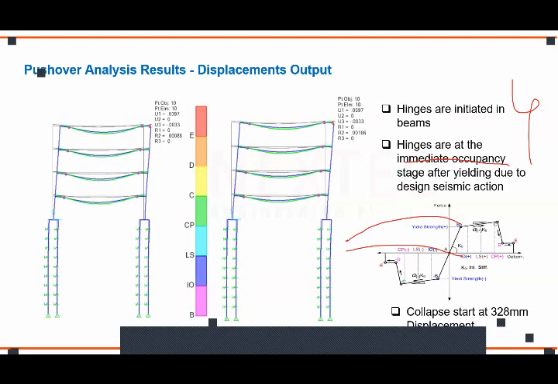Okay, there's one last question. Are there any infill materials in between the frames? If there are infills, how did you take the stiffness of the infill materials?